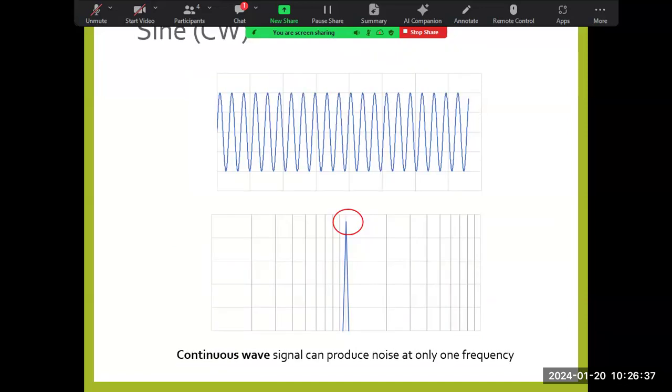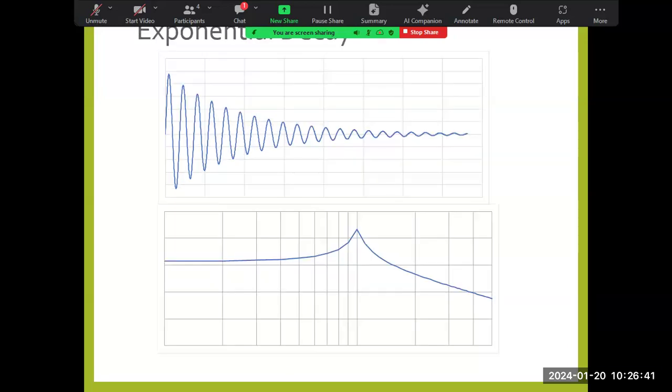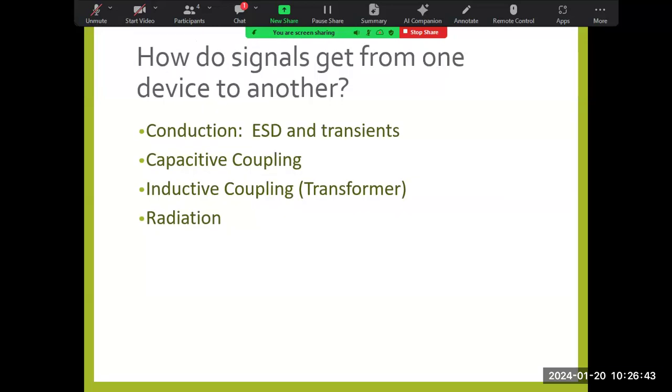In a sine wave, ideally, you only have one frequency. There's the exponential delay. How do we get from one device to another? Well, if you have polyester, it's ESD. There's capacitive coupling. Inductive coupling, that's transformers.